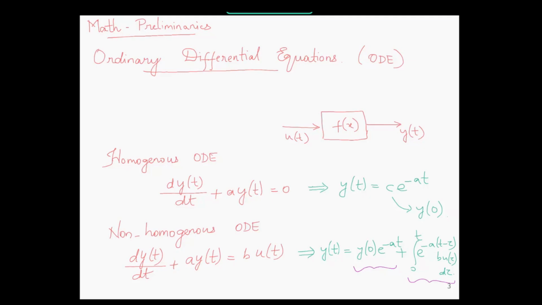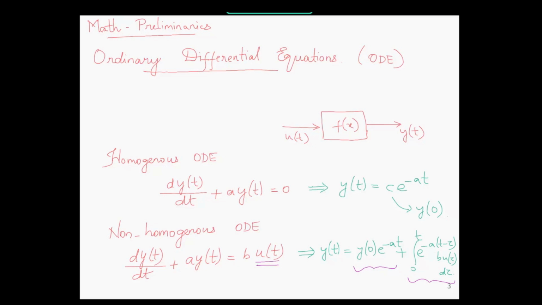So generally, there are two kinds of differential equations: homogeneous differential equation and inhomogeneous differential equation. The difference between homogeneous and inhomogeneous differential equations lies in whether they contain a non-zero forcing function or a source term. Here, the function is u of t, the input. So if there is some forcing function in that equation, then it is a non-homogeneous or inhomogeneous differential equation.